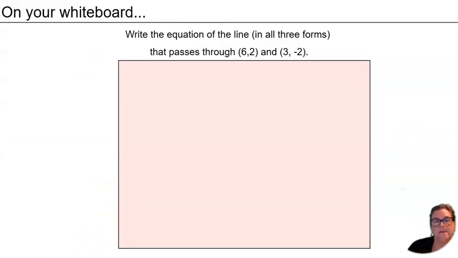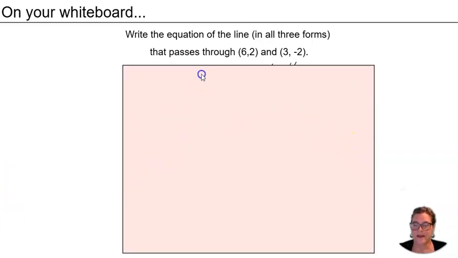So pause the video and you're going to try some practice on your own. You can do this on a dry erase board or you can do this on scrap paper. You're going to first write the equation of the line passing through these 2 points using point-slope form. Then change your point-slope form into slope-intercept form, and then finally into standard form. You can resume the video when you're ready to check.